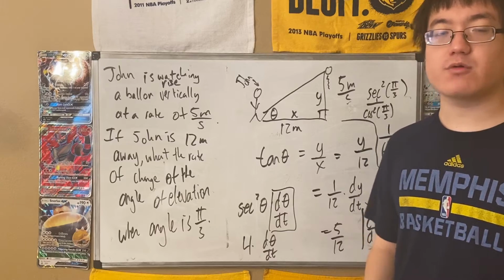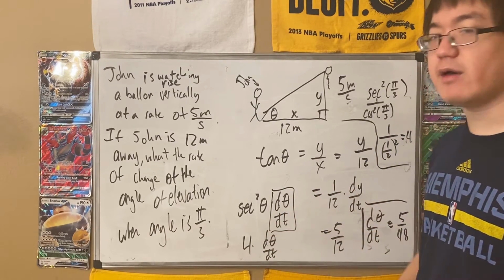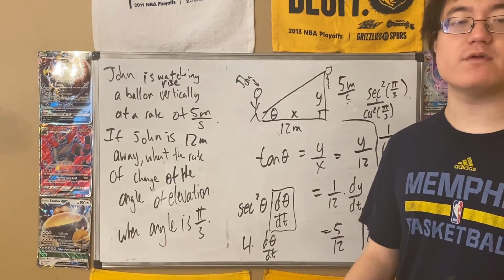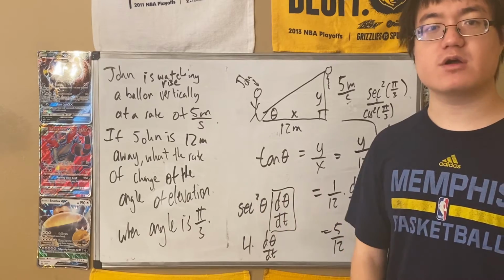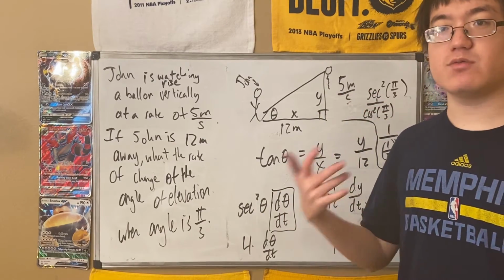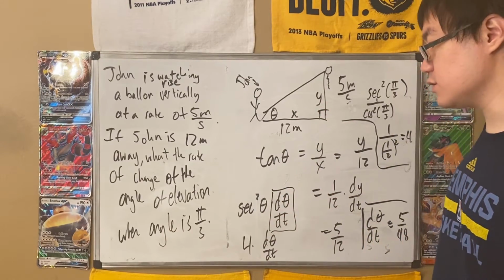The derivative didn't require implicit differentiation, and then we started plugging in things, keeping in mind that we had to do a little bit of trig at some point. We had to find the secant squared of pi over 3, but that's the same thing as 1 over cosine squared of pi over 3. Cosine of pi over 3, I believe, is 1/2. So it's 1 over 1/2 squared, which is 1 over 1/4. And that's how we did the question.